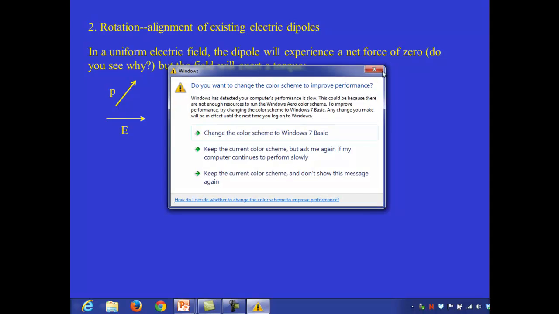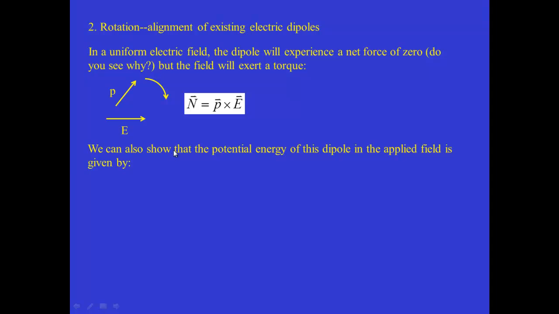However, the forces exerted on the two ends will not be exerted at the same places, and as a result there will be a torque that will tend to rotate the dipole. If it's free to move, it will tend to rotate so that it lines up with the applied field. And Griffiths uses the symbol N for torque, I suppose because he uses tau for the volume element in spherical coordinates, but the torque N is given by the cross product P cross E. And we can also show that the potential energy of the dipole in this applied field is given by a similar expression, U is equal to minus P dot E.